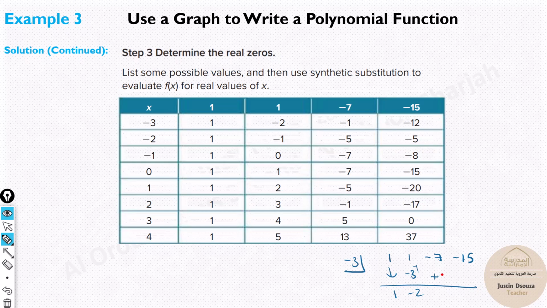It will be positive 6. Add them up, it will be negative 1 times positive 3, and you should have negative 12 as the remainder. So here it's 1, minus 2, minus 1, and negative 12. Same way you need to do the synthetic division, changing this 3 to 2 and 1 and 0. And then wherever the remainder is 0, that is a 0.